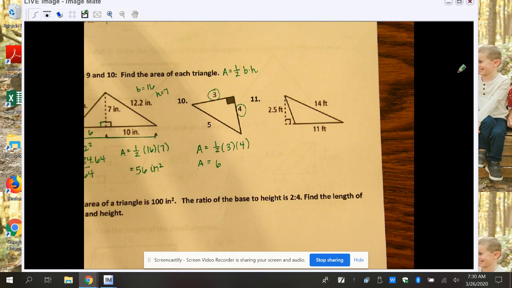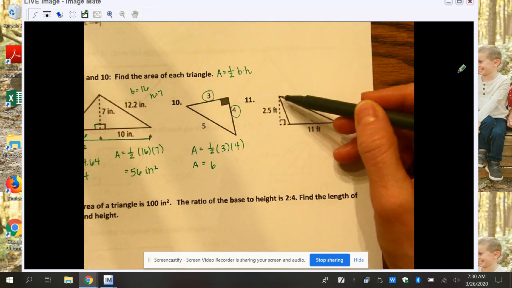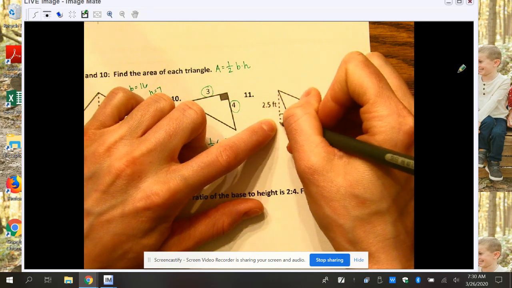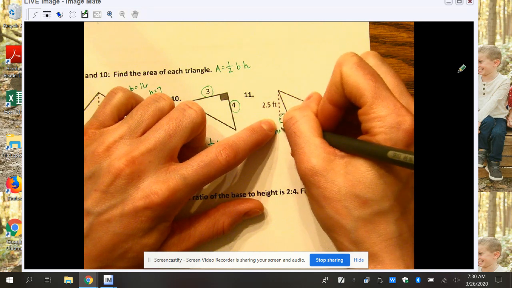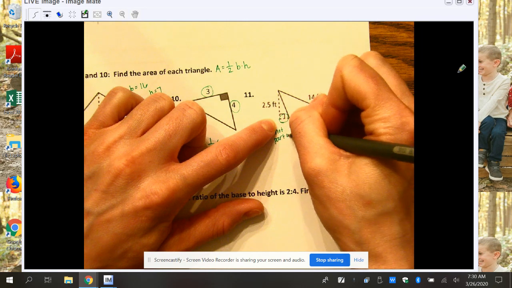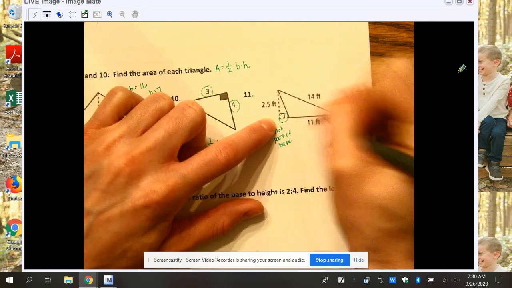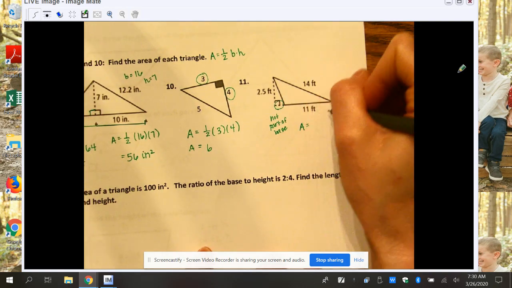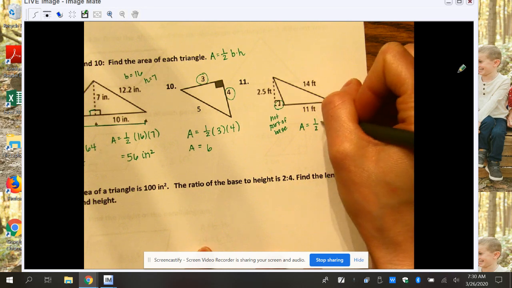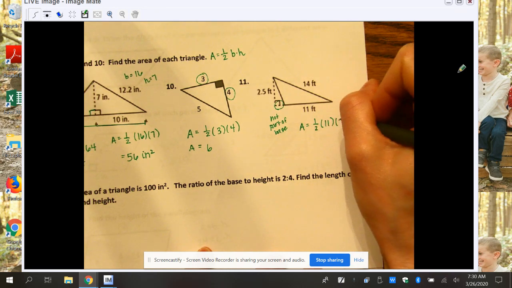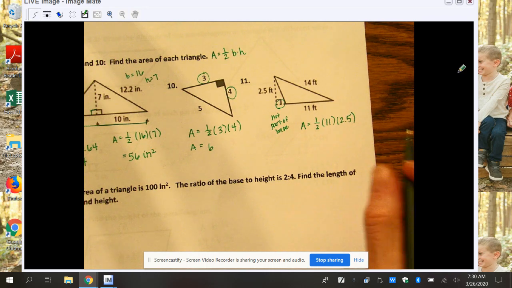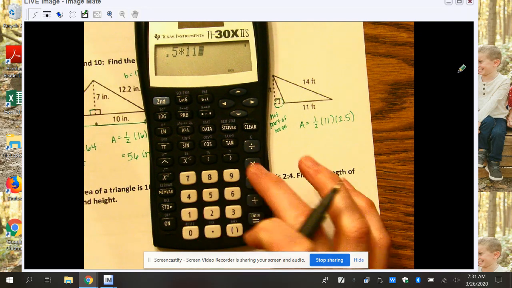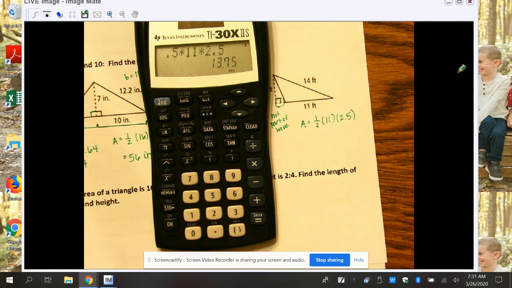All right, and so now in this one, the base is 11, because remember these dashed lines, this right here is not part of the base. It's just kind of that extension so that I can get that altitude drawn in. And so my area would be 1/2 times the base, which is 11, times the height, which is 2.5. Okay, and I get 13.75 feet squared.